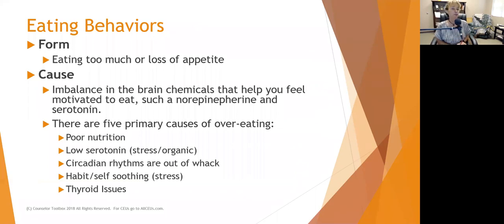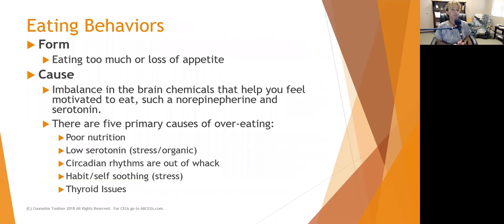Habit and self-soothing. Some people eat to sort of self-soothe or self-medicate. Some people eat out of habit. Like when you're sitting there watching TV, you always have a bag of popcorn or a bag of chips or something. Some people just don't know what to do with their hands. They're not used to sitting still and not eating. So we can look at habits.